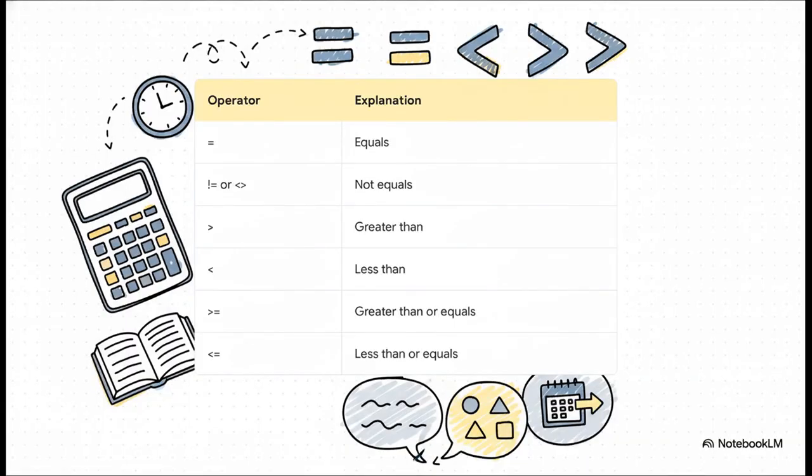And they should look really familiar. They're basically the same comparison operators you learned in math class. Equals, not equals, greater than, less than. You get the idea. We can use these on pretty much anything. Numbers, text, dates, you name it.